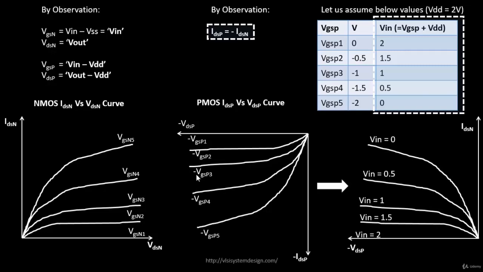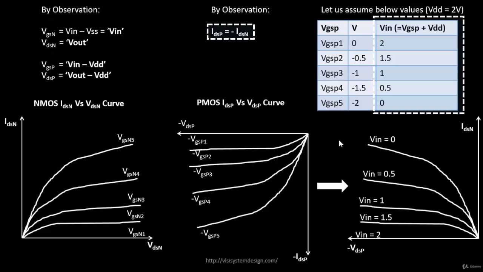Let's look into the third curve. For VGSP3, your negative VGSP3 was negative 1 volt. That meant your Vin was 1 volt, and exactly the same value of IDSP is maintained as IDSN. So your negative IDSP becomes your positive IDSN, and so on. You will have VGSP4 as negative 1.5, which converts to 0.5. So for the same curve, we have Vin equal to plus 0.5 volts, which essentially represents your VGSP as negative 1.5 volts, and the drain current for VGSP4 is retained over here but in a different direction, and it all remains the same.